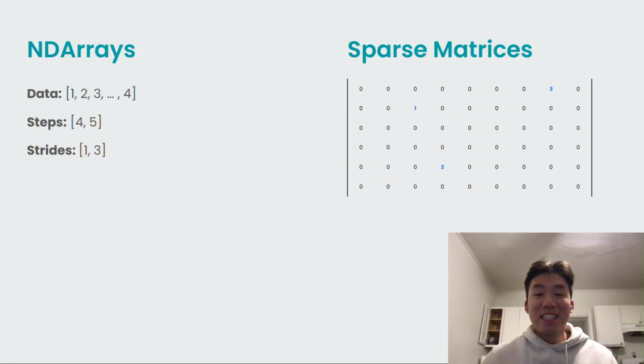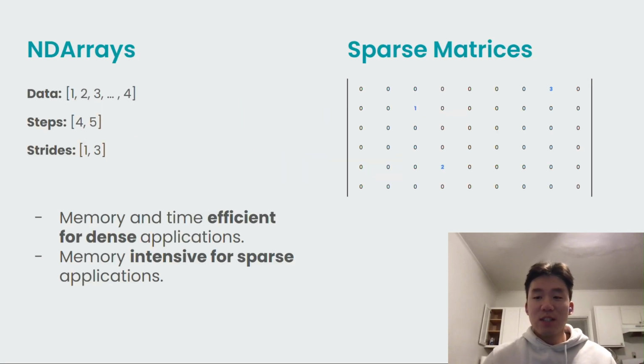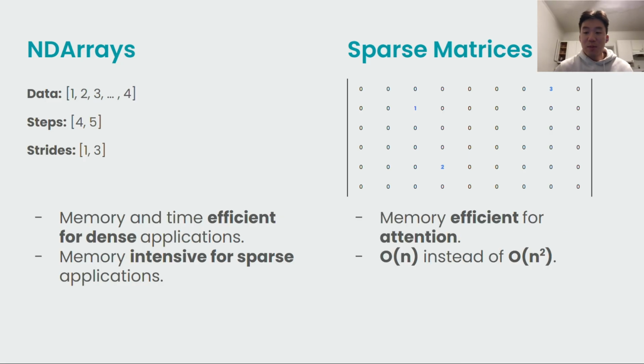Sparse attention in Needle. ND arrays, like we've implemented in class, are very efficient for dense applications. However, for sparse applications, where our matrices can be sparse, like the one you see on the right, it can be extremely memory intensive. Here, sparse matrix implementations can be more efficient, such as for applications like attention, where memory will scale linearly instead of quadratically if implemented correctly.